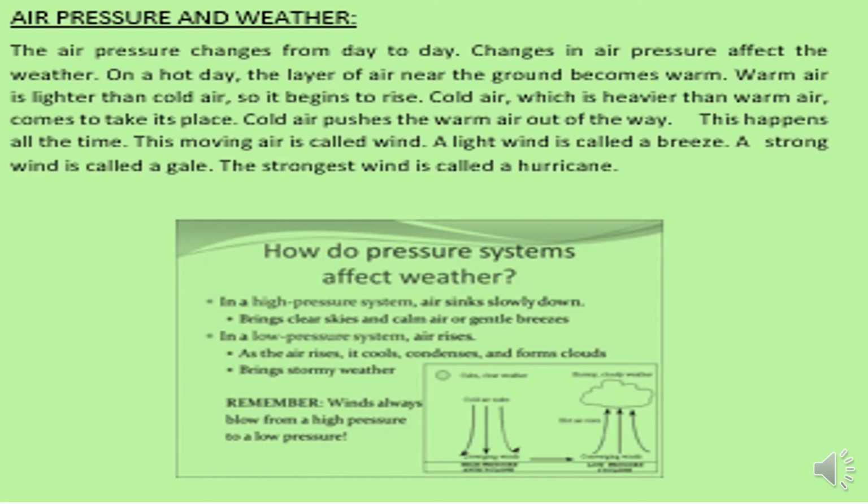Now, air pressure changes from day to day. As we know, changes in air pressure affect the weather. On a hot day, the layer of air near the ground becomes warm, because due to the heat of the sun, when the heat falls on the earth, the layer of air which is near the ground becomes hot, and the layer of air near the ground also becomes warm.